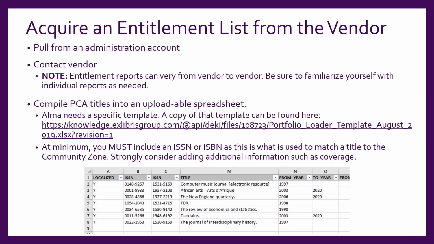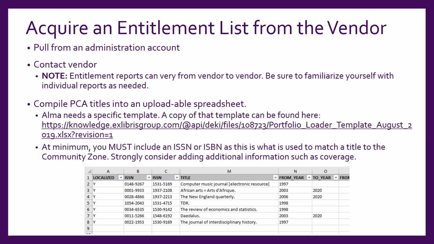To start, I recommend pulling an entitlement report from the vendor that you are working with. We will typically pull these reports from our administration accounts, but do know you can always reach out to the vendor directly. Once you obtain this list, take some time to familiarize yourself with the report. Some vendors will include open access titles, and it's usually a good idea to filter those out so they do not end up in your PCA collection.